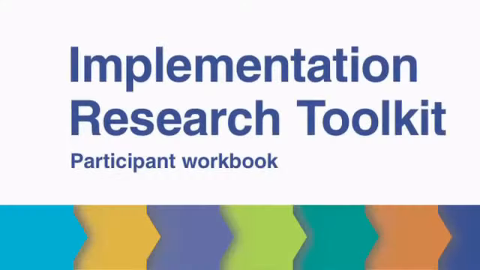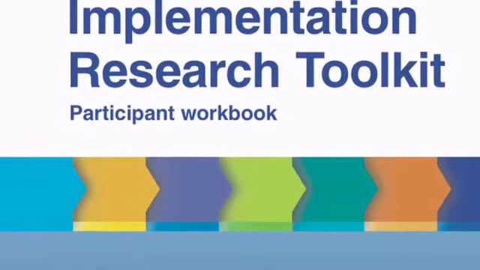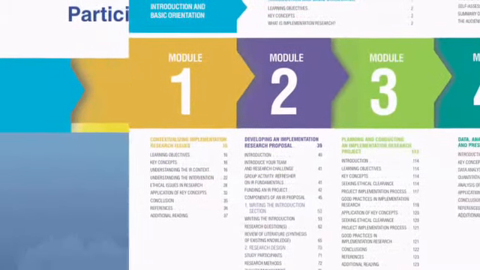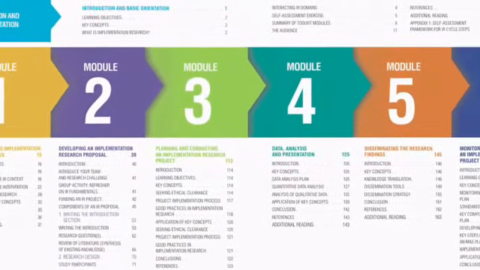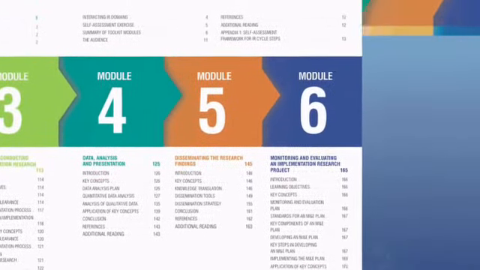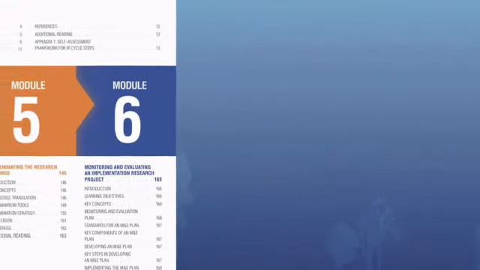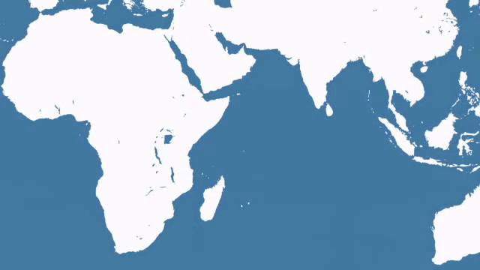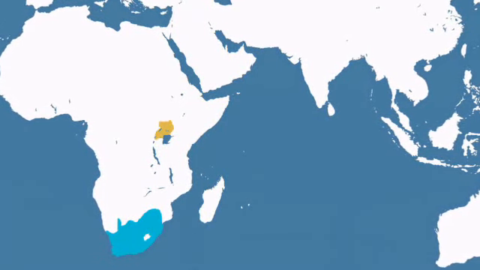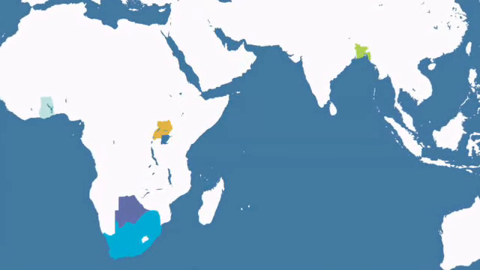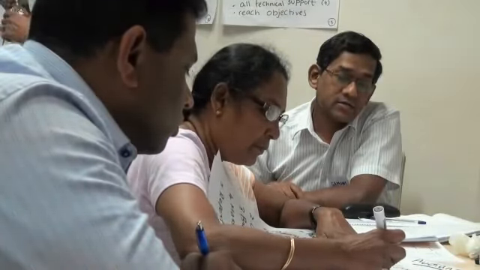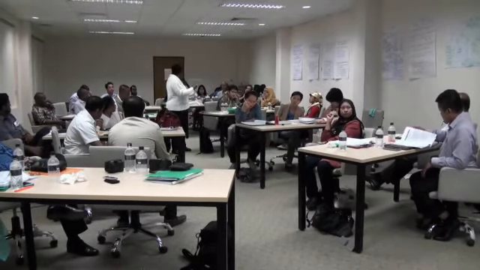The Implementation Research Toolkit provides 6 modules that cover everything from an overview of what exactly implementation research covers to establishing the team and getting the results of the research into the healthcare system. The toolkit has been refined through 5 pilot tests in South Africa, Uganda, Botswana, Bangladesh and Ghana. At each, teams of a researcher, policymaker and healthcare provider brought their own projects to develop using the toolkit.